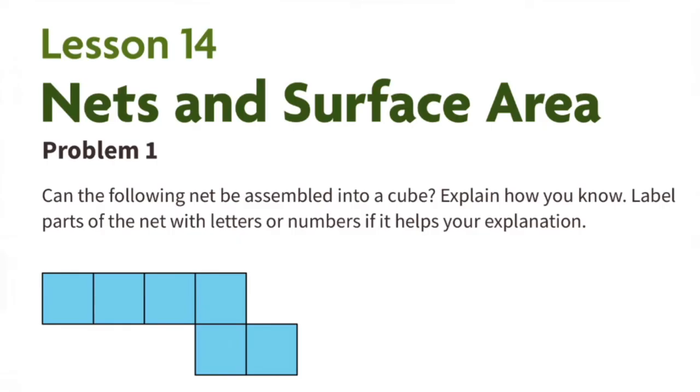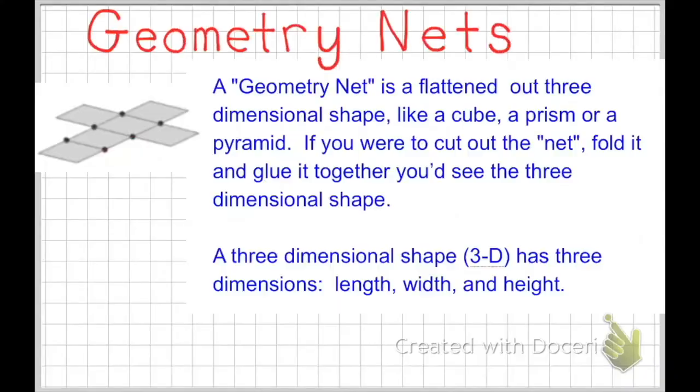Sixth grade, Unit 1, Lesson 14, Nets and Surface Area. For this lesson, it's important to know what a geometry net is. A geometry net is a flattened out three-dimensional shape like a cube, a prism, or a pyramid. If you were to cut out the net, fold it, and glue it together, you'd see the three-dimensional shape. A three-dimensional shape has 3 dimensions: length, width, and height.